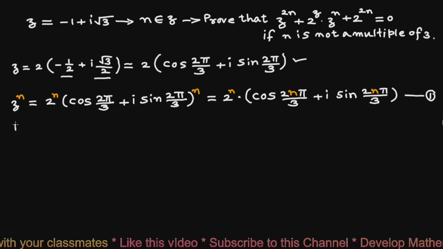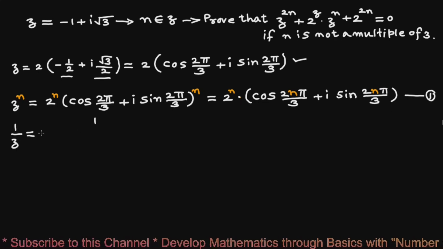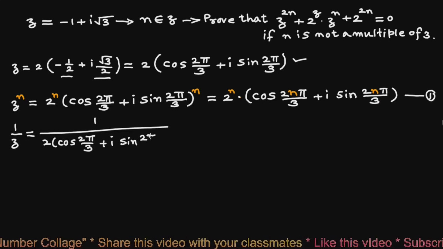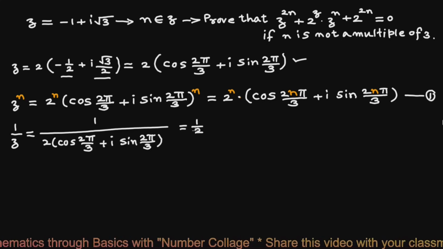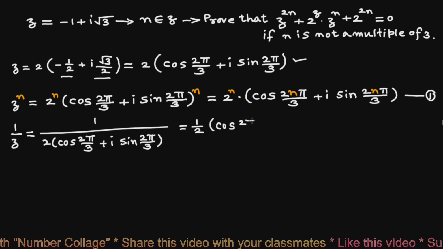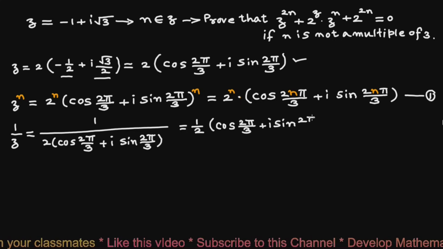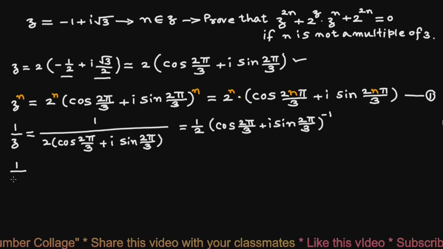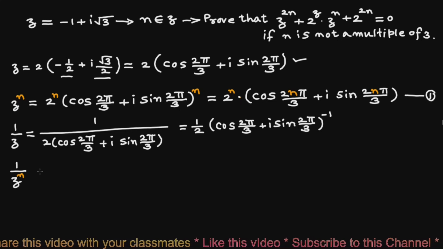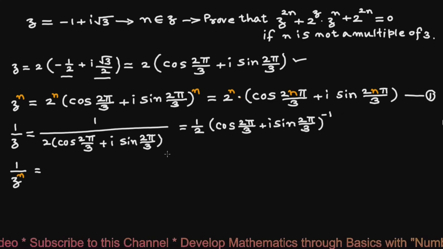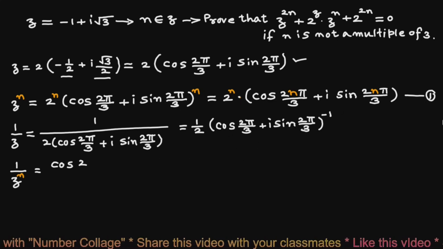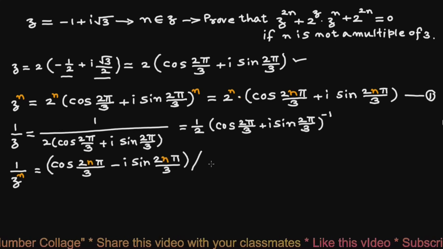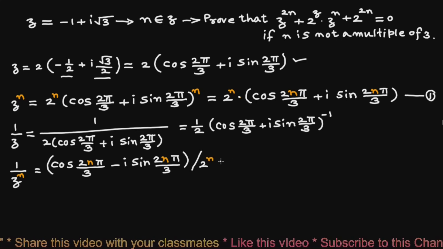From this, 1 upon z will be 1 upon 2 (cos 2π/3 + i sin 2π/3), which will be 1 half (cos 2π/3 + i sin 2π/3) raised to minus 1. Raising this to power n, 1 upon z raised to n will be, by De Moivre's theorem, (cos 2nπ/3 minus i sin 2nπ/3) upon 2 raised to n. We name this expression 2.